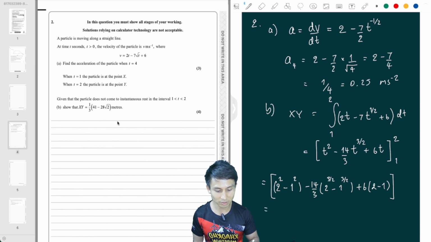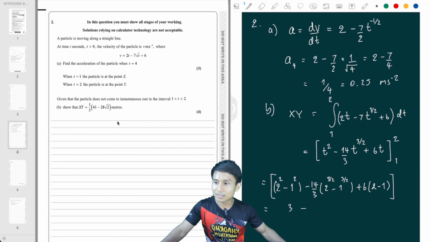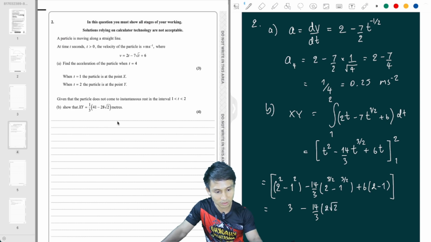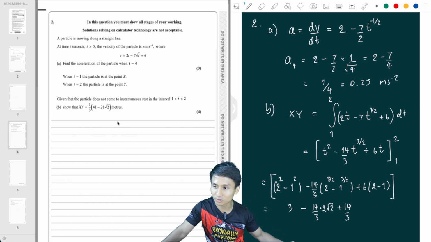So what is this? 4 minus 1 is 3, right? And then we need to get the exact form, so using a calculator won't help much. 2 to the power of 3 over 2 is square root 2 to the power of 3, so that's 2 root 2. I'm just going to expand that, so that multiplied by 2 root 2, and minus times minus is a plus. 1 to the power of anything is 1. So I'm just going to leave it at that. And this is 6 times (2 minus 1), which is 1, so that's just plus 6.